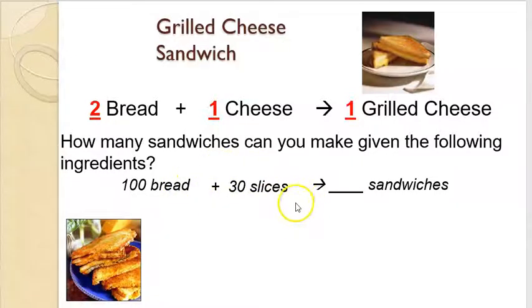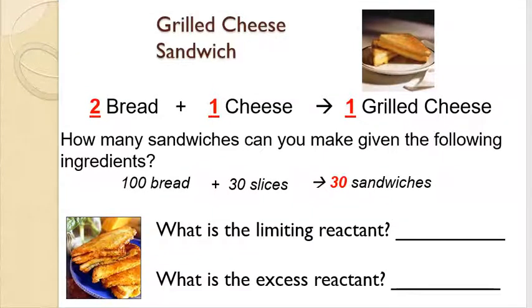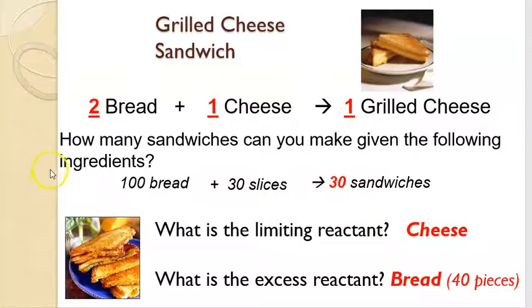Okay, we've got 100 pieces of bread plus 30 slices of cheese, and we want to know how many sandwiches we can make. Okay, so I can tell right now that I'm going to be limited by the amount of cheese that I have. We can only make 30 sandwiches, and that is because our cheese ran out. Our limiting reactant was the cheese. Our excess reactant was the bread. So we'll have a lot of bread left over. 40 pieces is going to be our leftover amount of bread. So we have excess bread at the end, and we ran out of cheese.